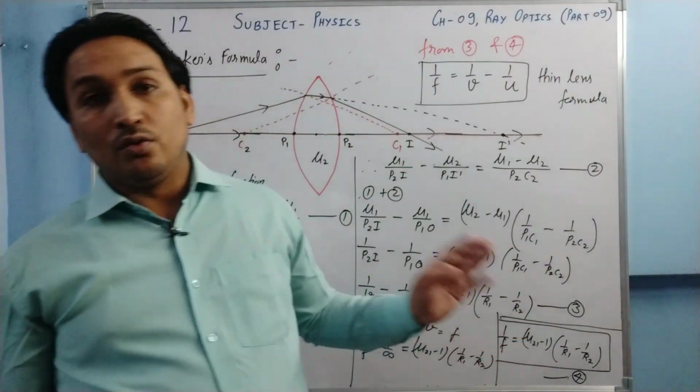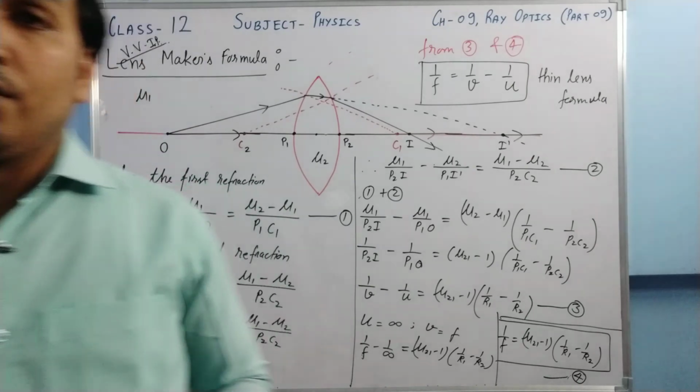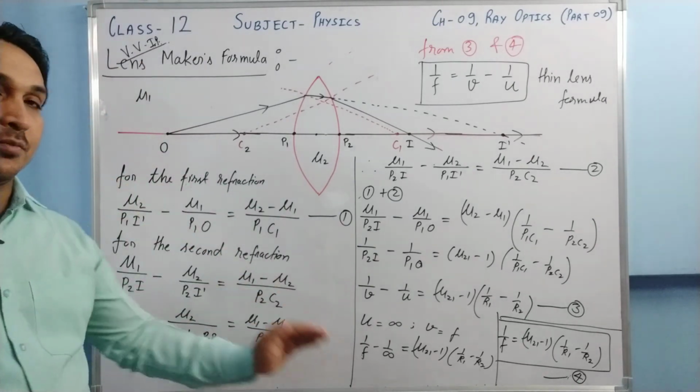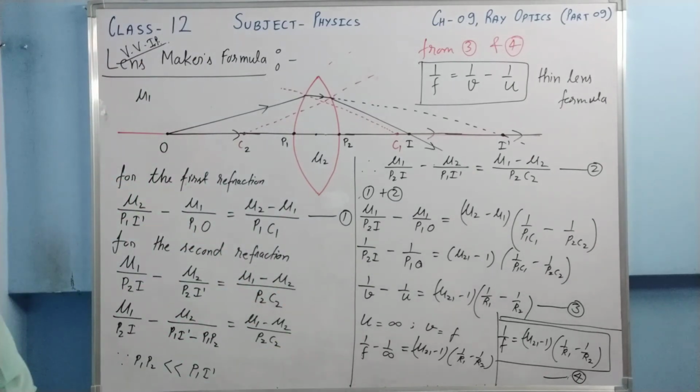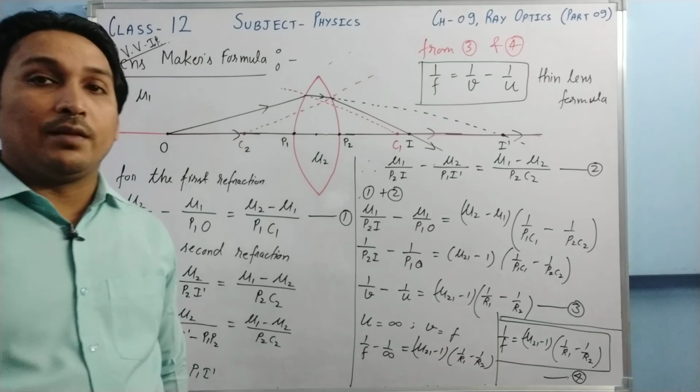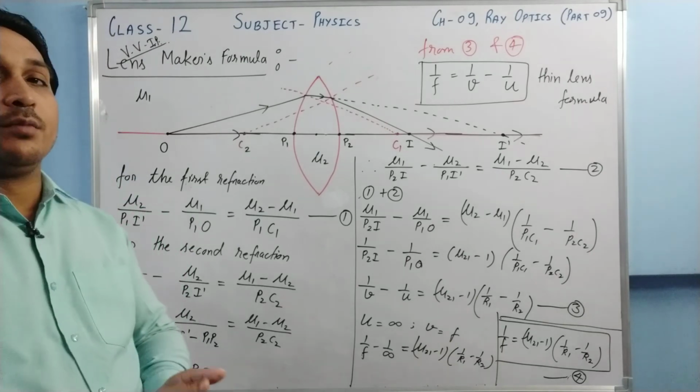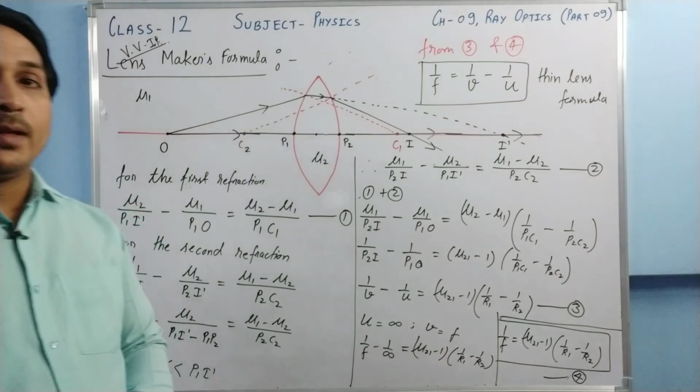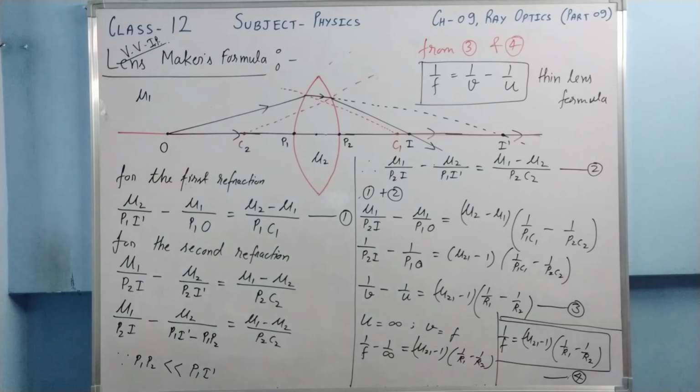Is it clear? You need to understand the derivation, the basic steps I have taken to prove this formula. So this is lens maker's formula and it is very important. You need to prepare lens maker's formula in a very detailed manner, as it is very important for your board examination also. Just pause the screen and note down all the derivation with the ray diagram. I hope the ray diagram is clear.